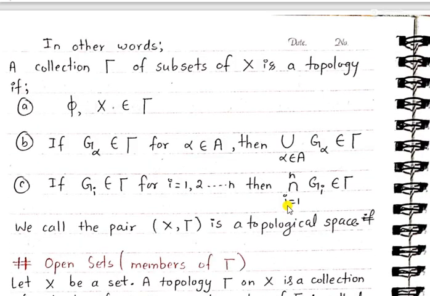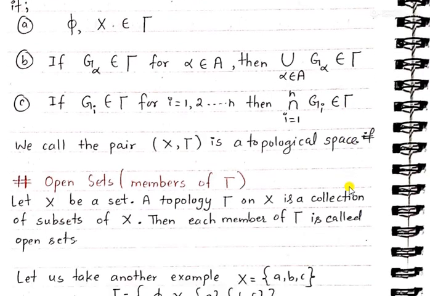The formal definition, if we write it in symbolic form: the collection tau of subsets of X is a topology if phi and X belong to tau, and if G alpha belongs to tau for alpha belonging to A, then the union of these G alpha, which are subsets of the set X lying in tau, also belongs to tau. Arbitrary union means we can choose any number of sets for the union, so the arbitrary union will also lie in the topology. Similarly, the finite intersection, taking i equal to 1 to n, should also lie in the topology. We have already discussed that.